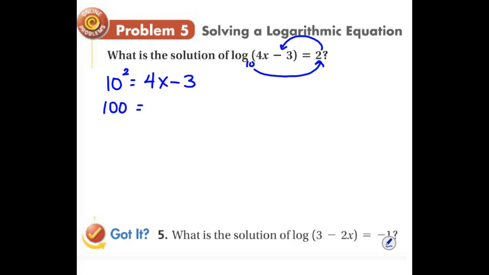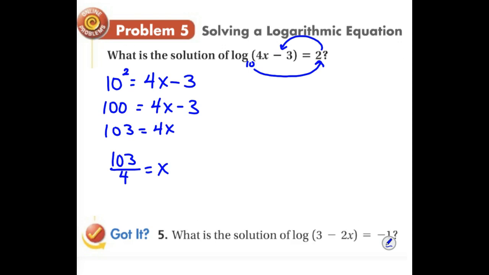And we can solve this. You've been doing that for several years now. What would we do? Add the 3 over, and then divide out our 4. Okay?